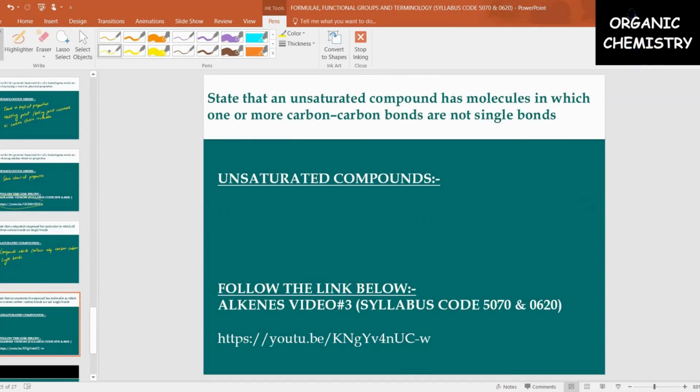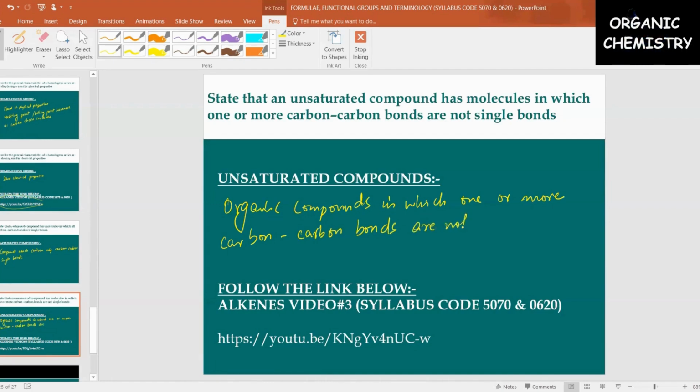Unsaturated compounds contain a carbon-carbon double bond. The SLO says organic compounds in which one or more carbon bonds are not single. When they are saying not single, it means it must be either a double or triple covalent bond. Alternatively, you can watch the video for alkenes. You'll find the details there.